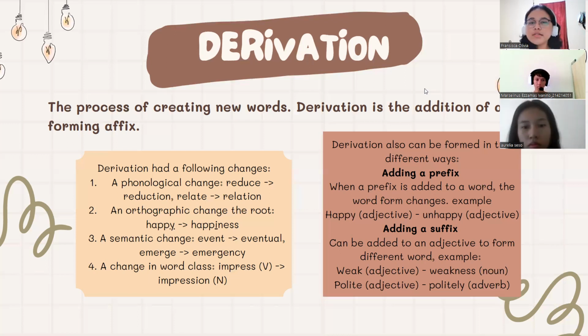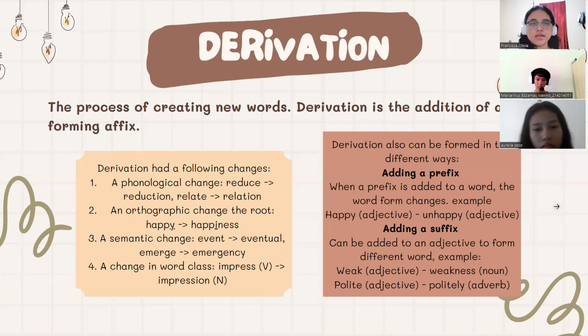Derivation can also be formed in two different ways. The first way is adding a prefix. When a prefix is added to a word, the word form changes. For example, happy is an adjective and becomes unhappy. And then adding a suffix. This can be added to an adjective to form different words. For example, weak, an adjective, becomes weakness, a noun. And polite, an adjective, becomes politely, an adverb.